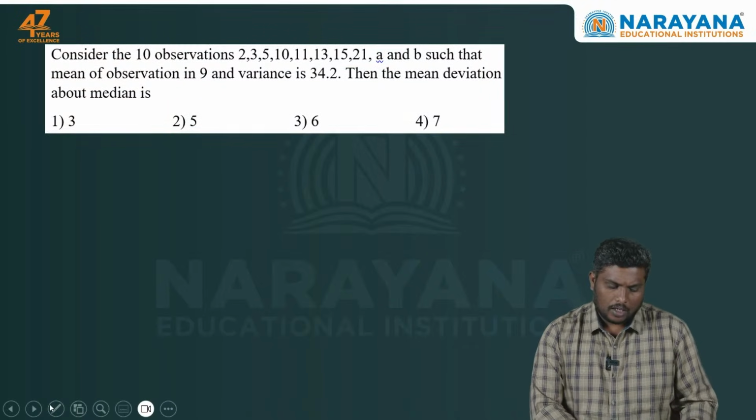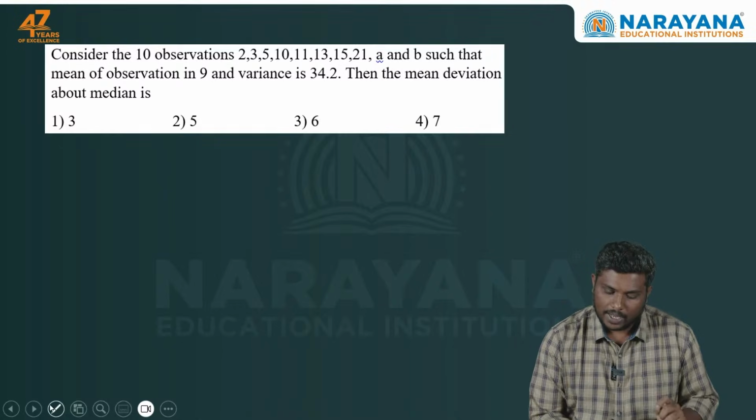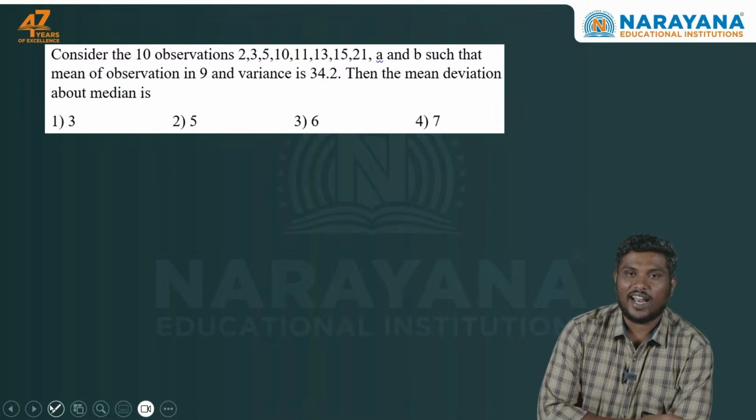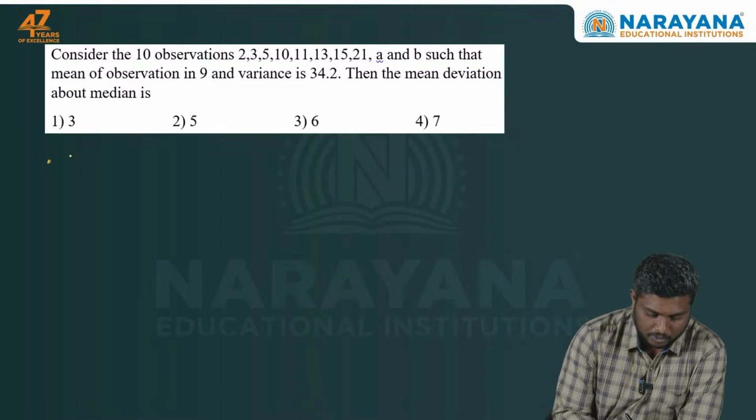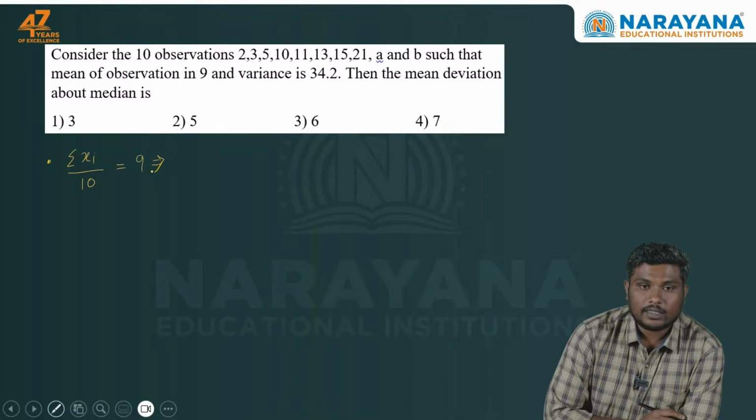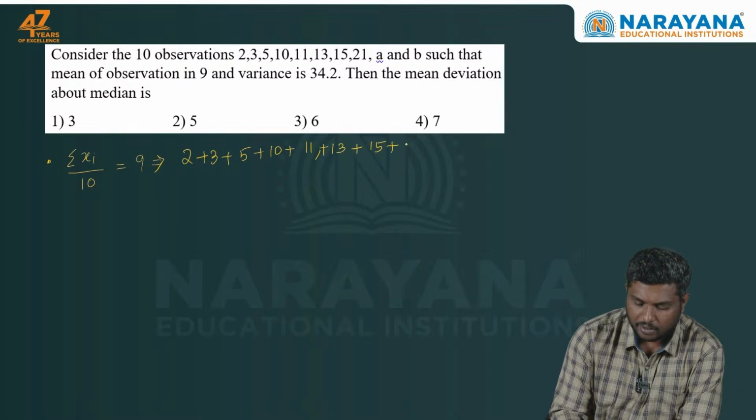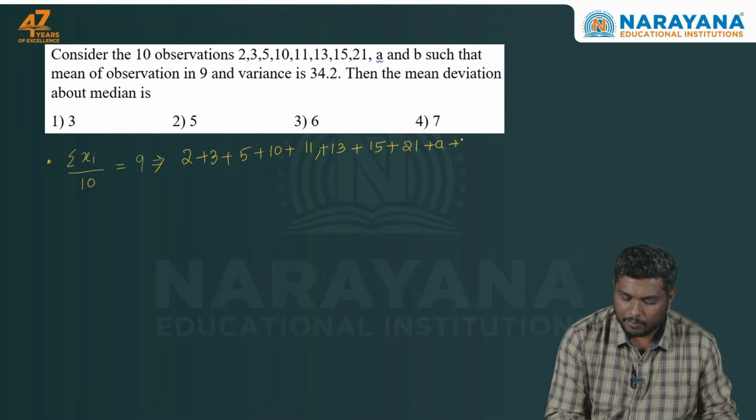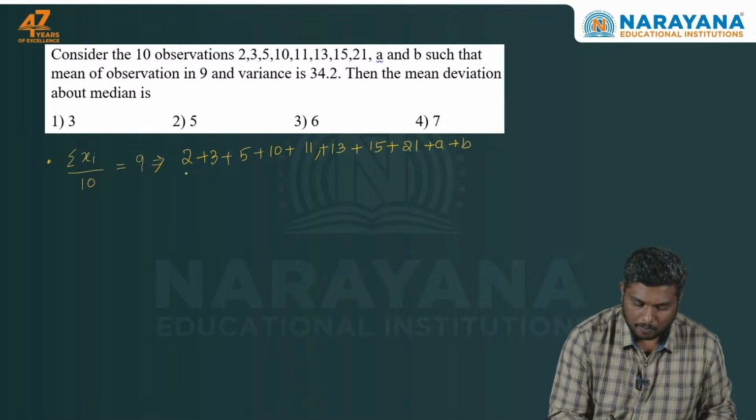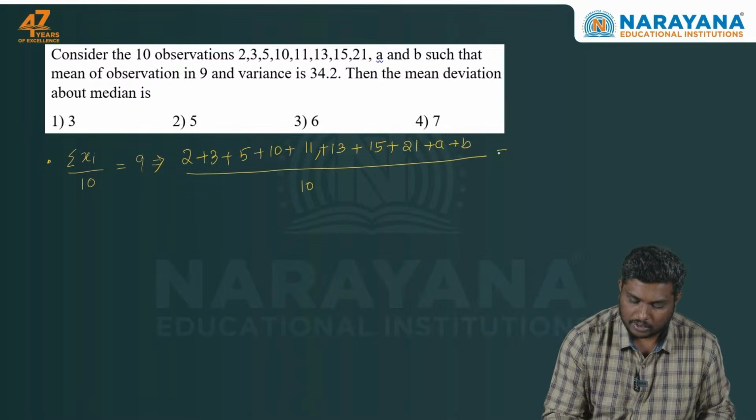So first question is about 10 observations including A and B such that mean of the observation is 9. So sum of the observations, so mean sigma xi by 10 is given as 9. So now you can see the sum of the observation given here. 2 plus 3 plus 5, 10, 11, 13, 15, 21, and then A and B, by 10, which is given as 9.